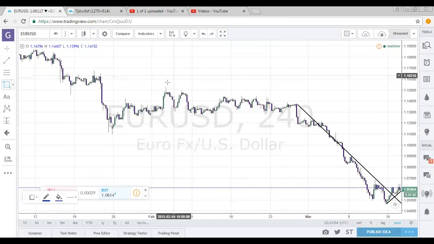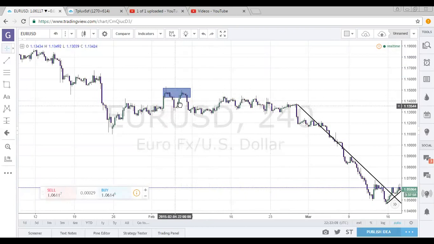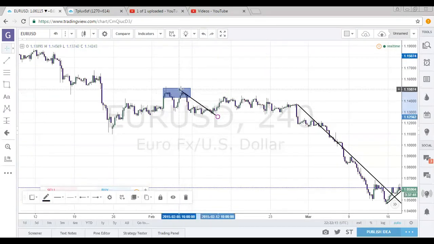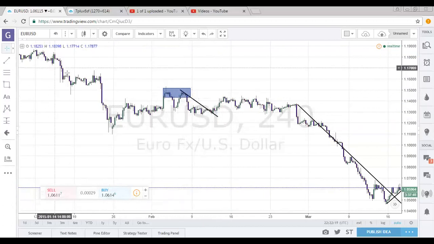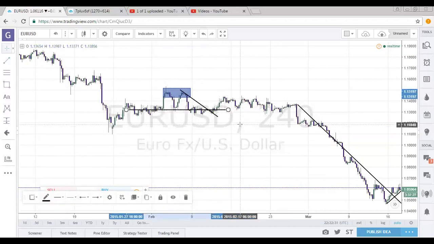I don't see them as much, but this is a nice little one. Look at that perfect M. Okay. I don't understand why it just perfectly M'd right there. There's no trend really. It's in consolidation, but boom. Okay. Double top. Okay. Boom. It's like an upside down W. Look at that. Okay.